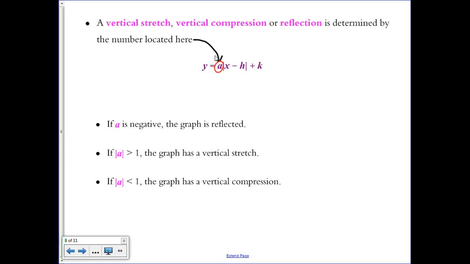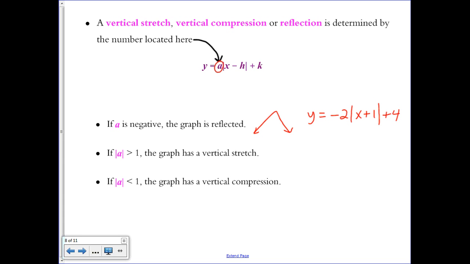So this a value here. It's almost like the slope. So same location as the slope, right? It's in front of x. And the slope really only applies to a line. So it's called a instead of m, which is what we usually would call slope, right? And if a is negative, then the graph is going to be reflected. So if you have y equals negative 2 times the absolute value of some other stuff, it's the negative that flips this thing upside down.